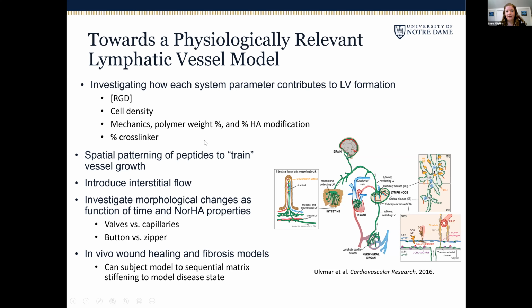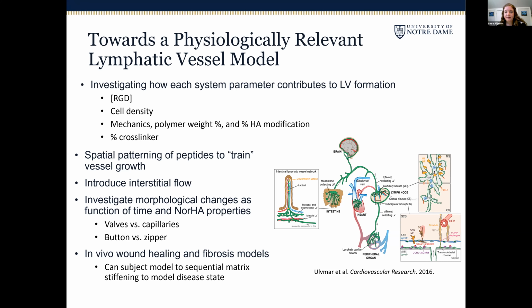Can we make collecting vessels versus capillaries? Can we form this branching that we want? Can we also introduce interstitial flow? Because as we know, vessels have flow through them, and it's not just a static culture. So if we want an accurate or realistic model, we need to introduce flow and see how that alters it.